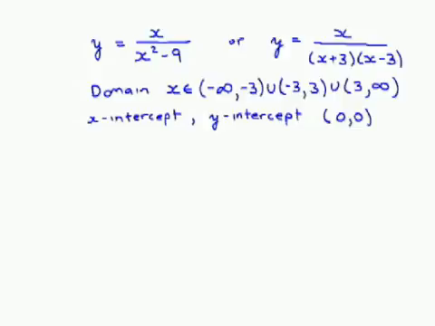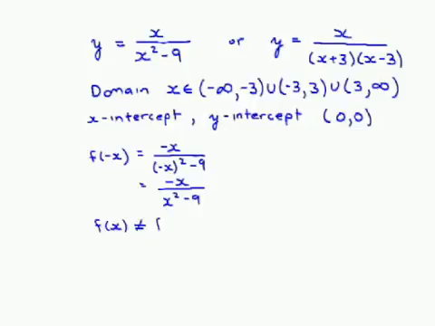The next thing we have to determine is whether the function is odd, even, or neither. To be even, f of x has to equal f of negative x. So that's what I start by doing, finding f of negative x. Every place in our function where we had an x, we replace it with a negative x. And we discover that f of negative x is equal to negative x divided by x squared minus 9. You can see that that's not equal to our original function f of x. So this function is not even.